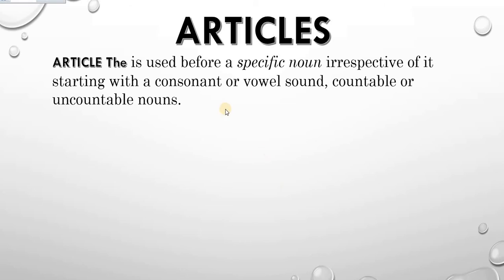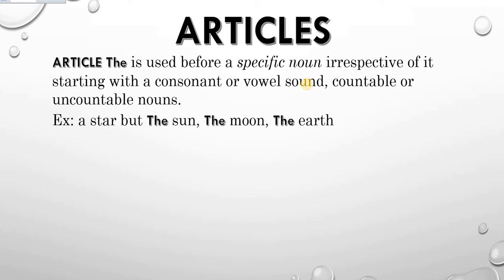Now, article the is used before a specific noun, even if the noun starts with a consonant or vowel sound, whether it is a countable or non-countable noun. What is meant by specific? I will show you in the first example.